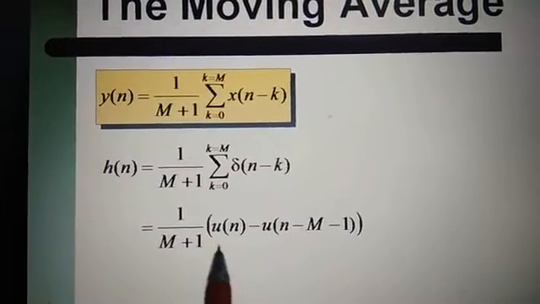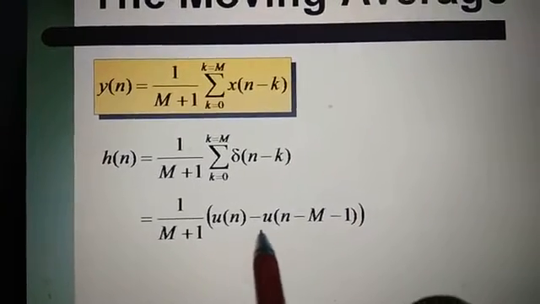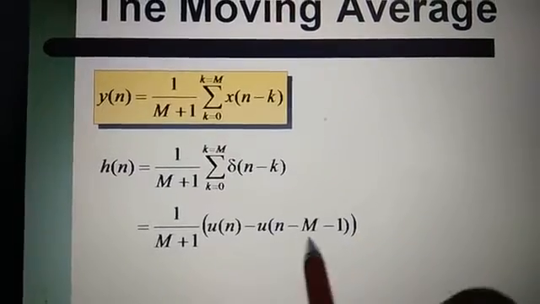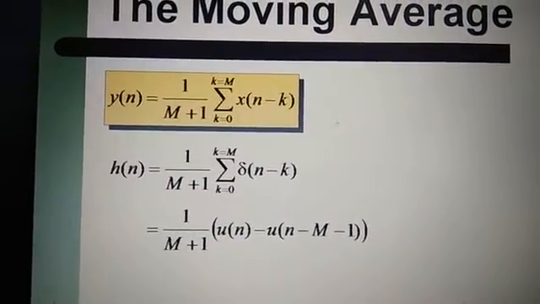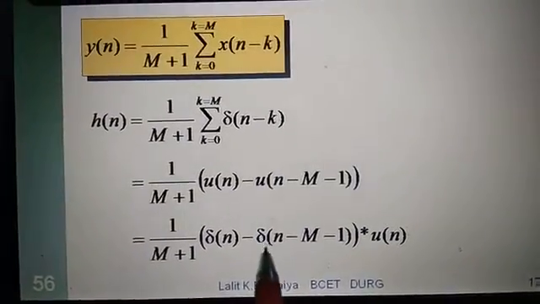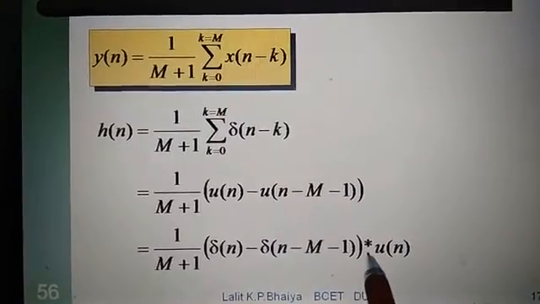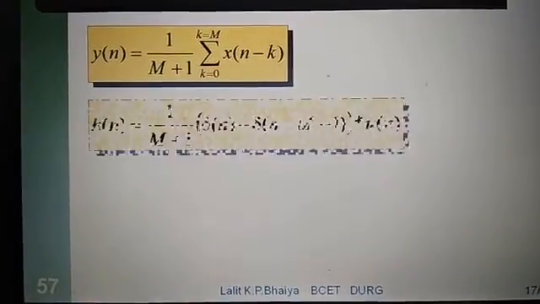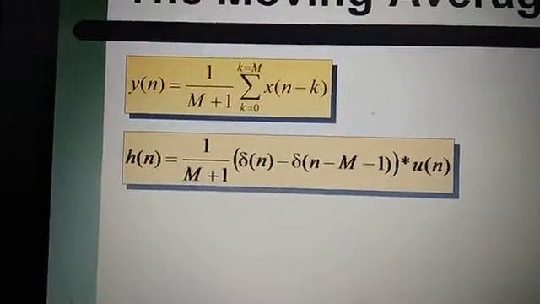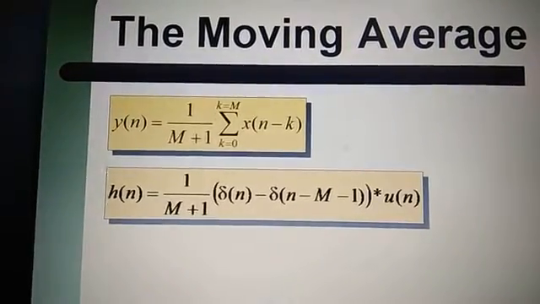This impulse response can also be written as 1 upon m plus 1, u of n minus u of n minus m minus 1. You can write it in this fashion also for the delayed impulse. And this delayed impulse can also be modified as delta of n minus delta of n minus m minus 1, star u of n. You can see this modified equation; this is the moving average equation.